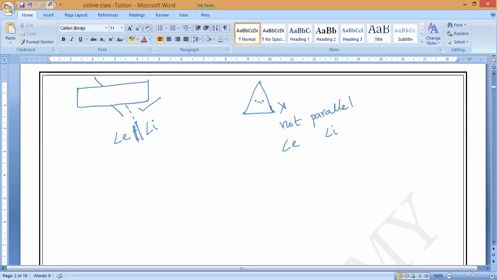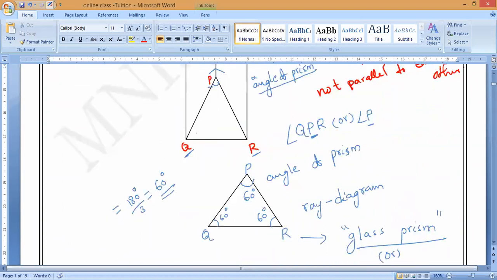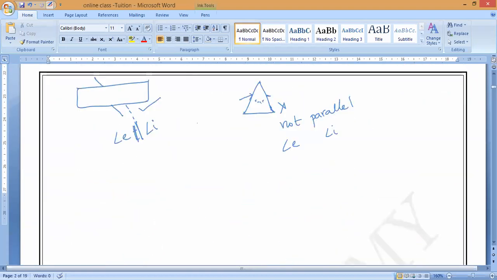What is the reason behind this? Because the opposite faces of the glass prism are not parallel to one another. Wherever the refraction takes place, this face and this face, we call them the refraction faces. These F1 and F2 are called refraction faces. They are not parallel to one another. That is the reason why the emergent ray and the incident ray are also not parallel. Is it okay, guys?